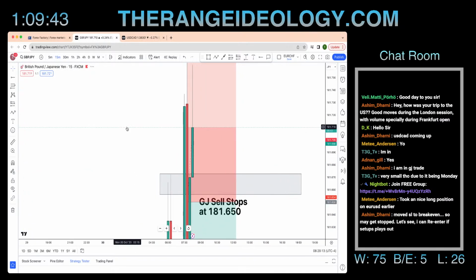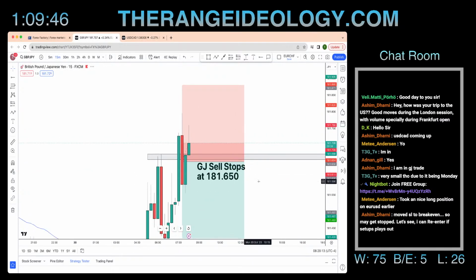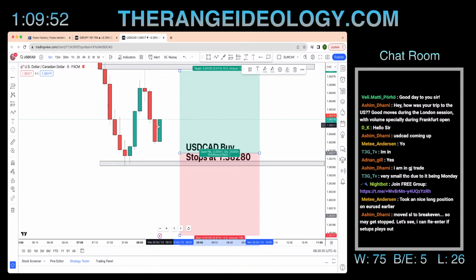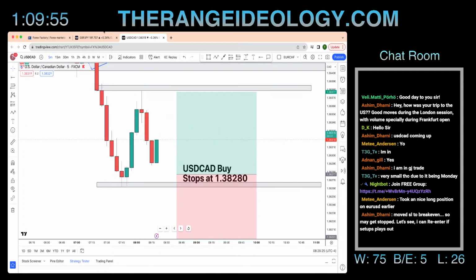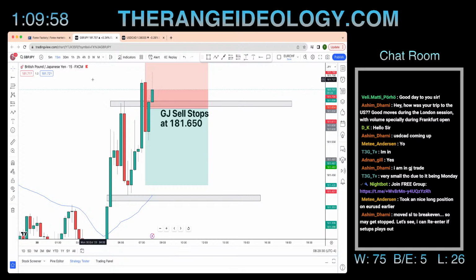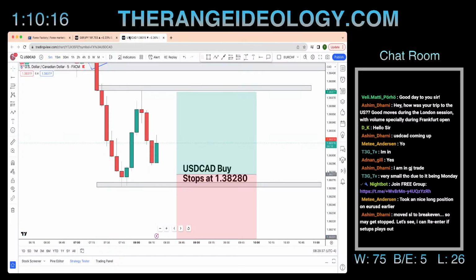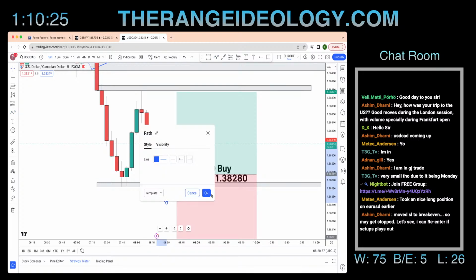Oh, here's GJ now making a wick. Going to come right back down. And wow, no bottom wick on USD CAD here, so I would not be able to enter the setup either. Wow. Again, looking for USD CAD to reverse here and come down, so I could set the buy stops.